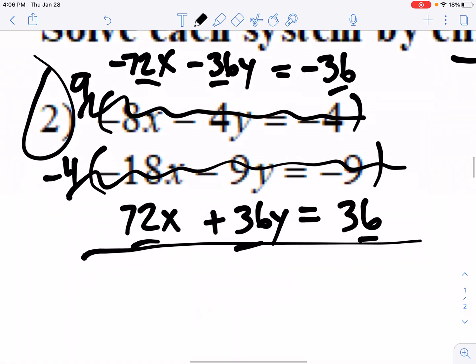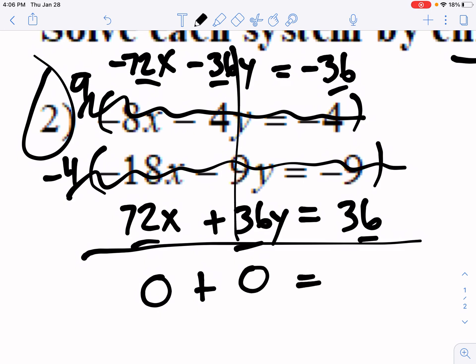Well, a -72x and a positive 72x are going to cancel out. We basically get 0 if you want to write 0. And then again, these are going to cancel out, and we're going to get 0, okay? It doesn't really matter. We could just say they cancel out, but I'm going to write 0 for now, just so that you can see that we get a true statement. And then a -36 and a positive 36, again, they'll cancel out, or we could put 0, okay?